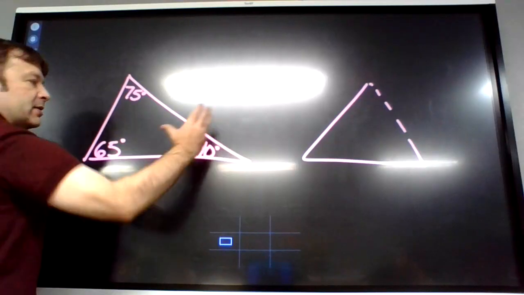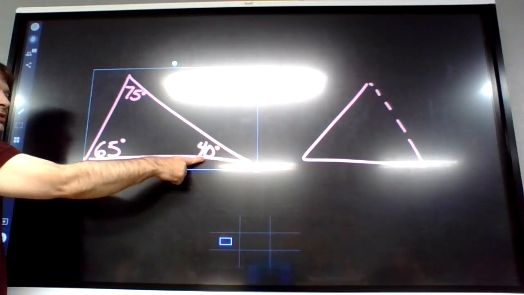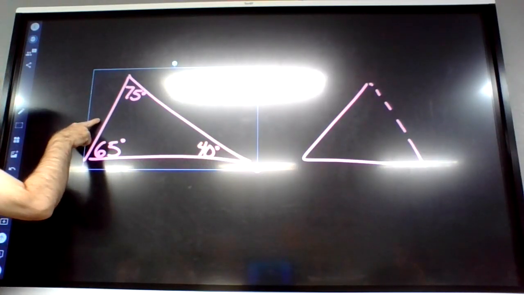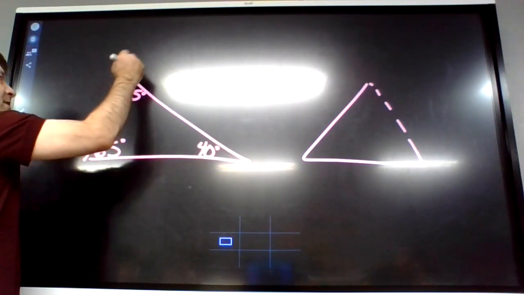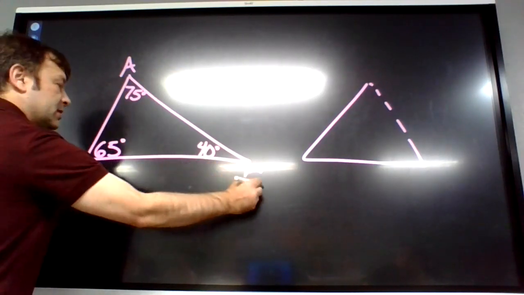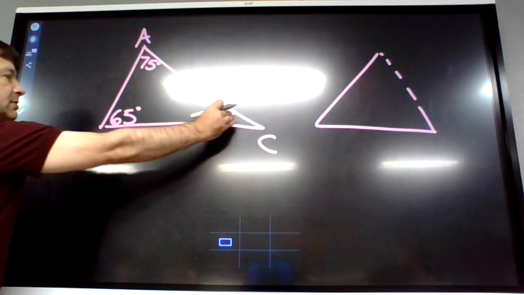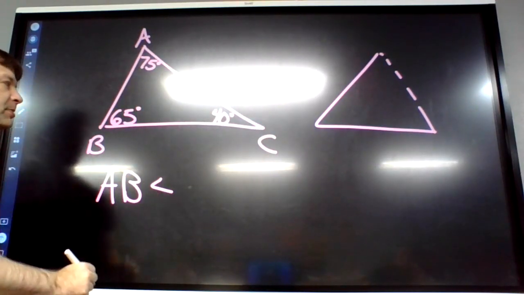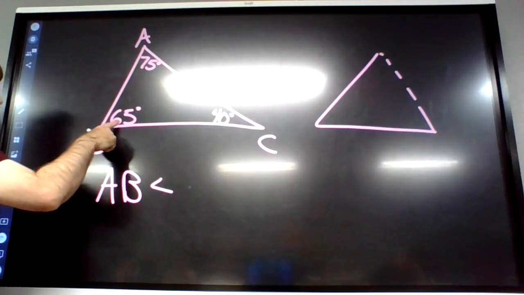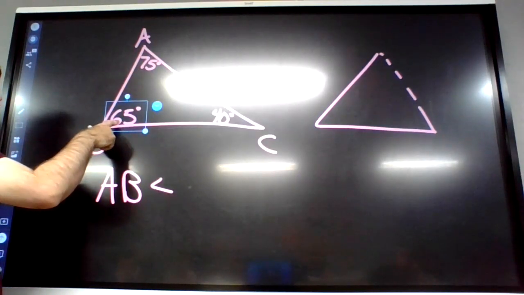This alligator is opening his mouth the least, and that's the smallest side. You guys follow? Okay, so they're going to ask you to put it in order or something. So the smallest side across from the smallest angle is AB. So AB is smaller than, what's the medium side? This is the medium angle, so what's the medium side?